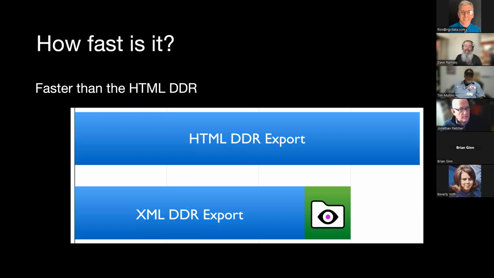It's actually faster to open an XML DDR in FMPerception than it is to export and open the HTML DDR. Because when FileMaker is doing the HTML DDR, they actually export the XML DDR and then run it through XSLT to turn it into HTML. So the process for FMPerception to open that XML is faster than the process for FileMaker to filter all of the XML through the XSLT and make a different format.